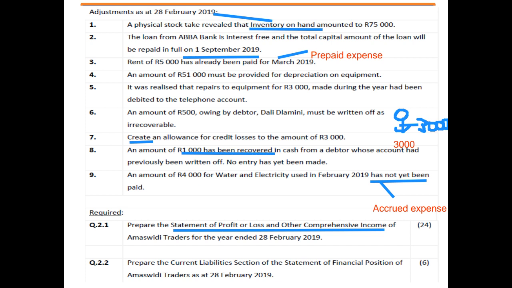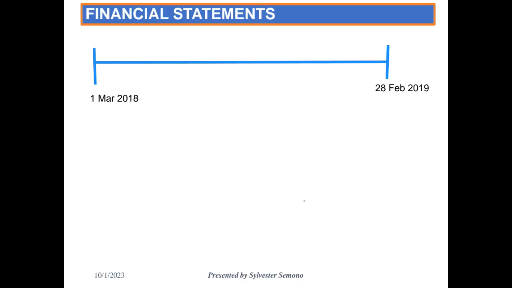Can I say what I mean? I want us to go to our timeline. Where do you think is the 1st of September 2019? Between the year? No, it's not between. Come on, 1st of September 2019. Oh, it's after. Can you see now? It is after there, because this end is 28th Feb. So we need to count the months in between here. Are you with me?